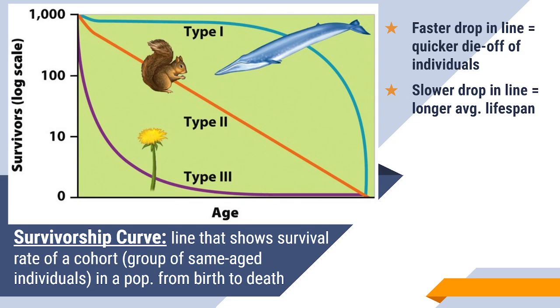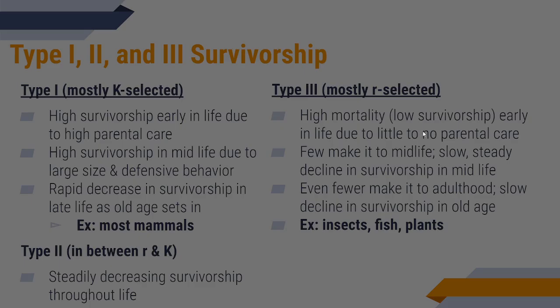The type 3 curve having the large drop-off looks like an R-selected species because being born, most of those organisms are going to die very early on in life, and then the organisms that do survive are a much lower number.